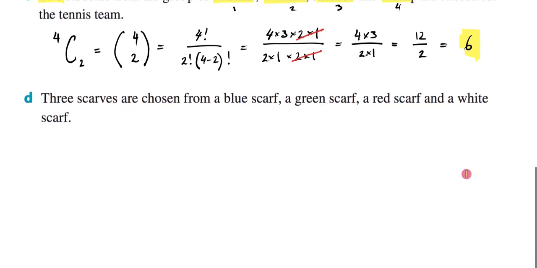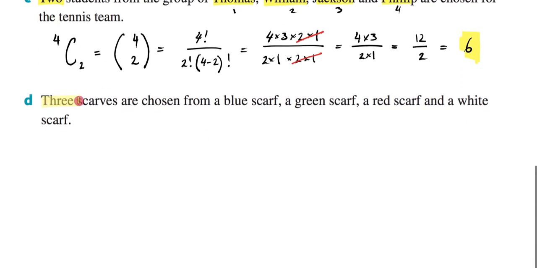Let's now answer the next one, where 3 scarves are chosen from a blue scarf, a green scarf, a red scarf, and a white scarf. So we have 1, 2, 3, 4 options before us, and 3 scarves are chosen, so the size of the group is 3. We're choosing 3 of them, so my r is going to be 3. That means I'm going to go 4, C, 3, which is the same thing as 4, 3. This is just a different way of representing it.